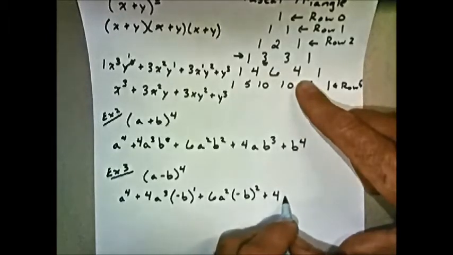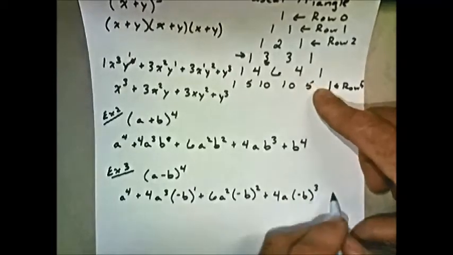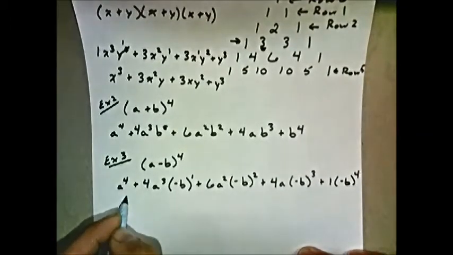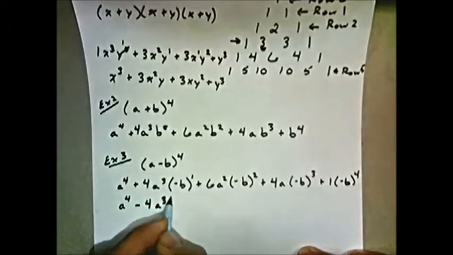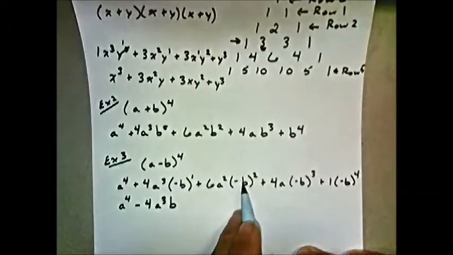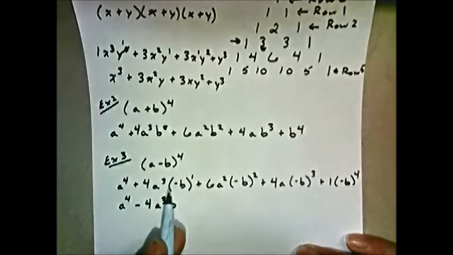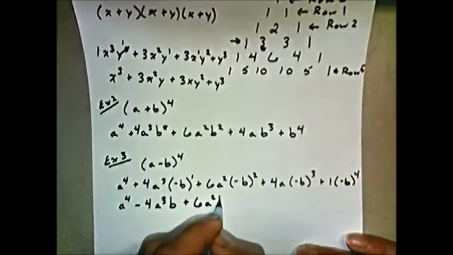plus 4a negative b to the third, plus 1 times negative b to the fourth. Simplifying, we have a to the fourth minus, because we have 4 times a negative b, a to the third b. Notice on our third term here, however, we have negative b squared. A negative times a negative is a positive, so it's actually going to cancel itself out, and we'll end up with 6a squared b squared.